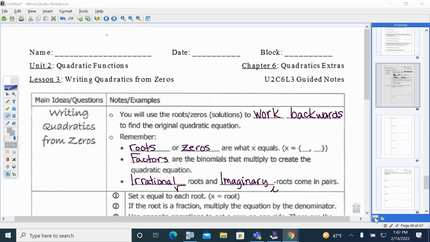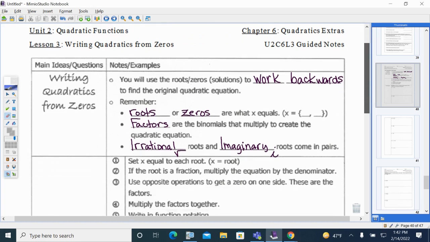And then lastly, it says irrational roots and imaginary roots come in pairs. So the roots that have radicals, the roots that have i, don't come alone. One's always positive and the other one's always negative. So they come in pairs, and that's very important that you remember that.